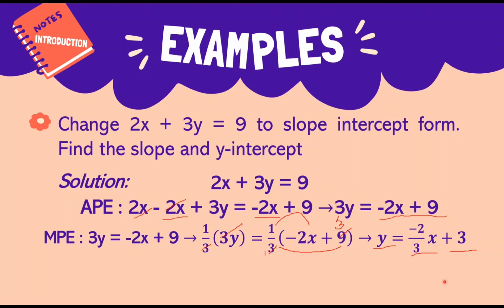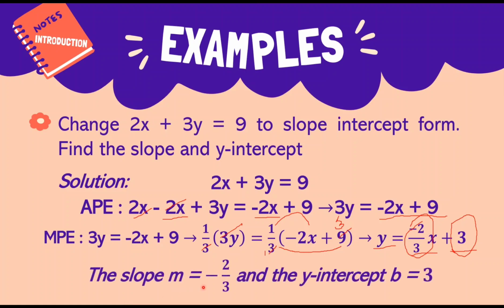Okay, so our slope is negative 2 over 3. Okay, so that will be our slope, negative 2 over 3. And what will be our y-intercept? Very good. That is positive 3. Okay, now, so let us have our conclusion now. The slope is equal to negative 2/3. And the y-intercept, which is our b, is equal to positive 3.